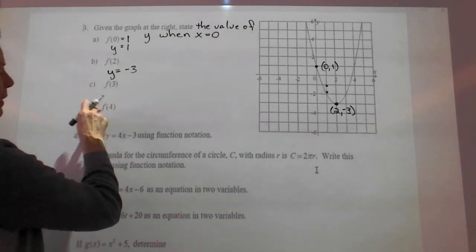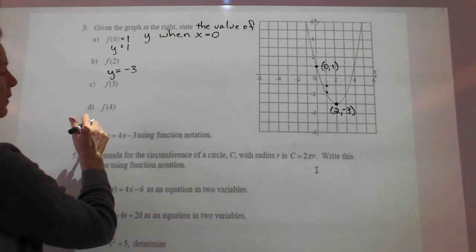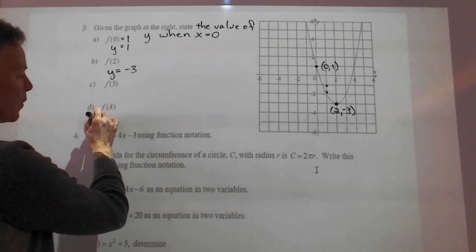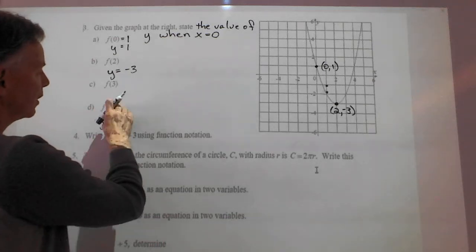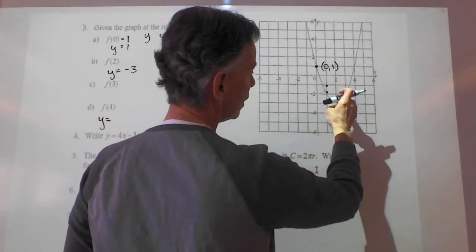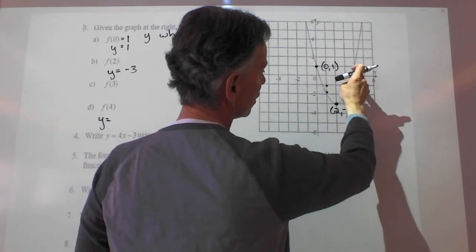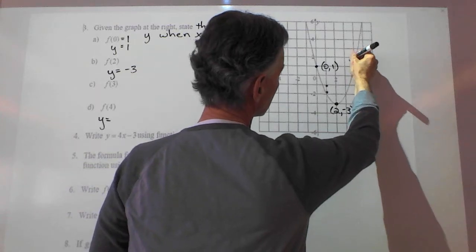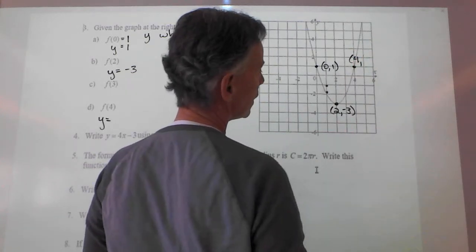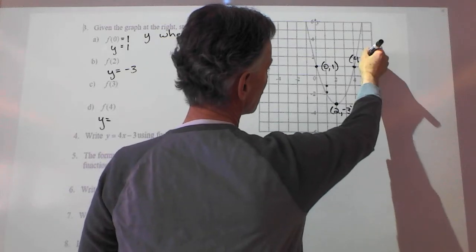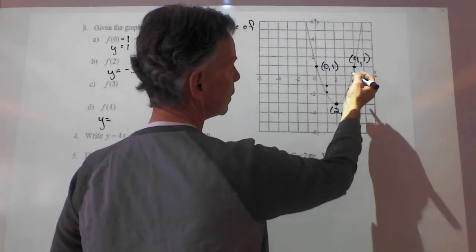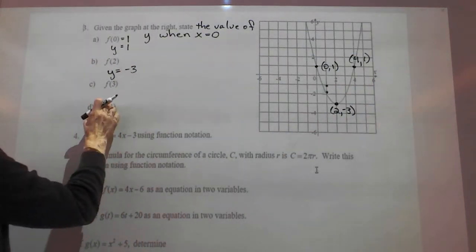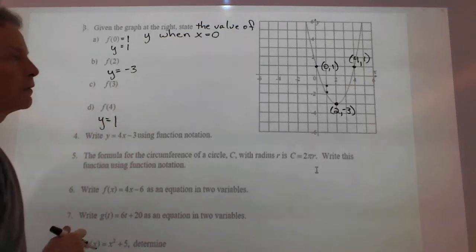How about D? This one says the value of y when x equals 4 is, well, first of all, we got to figure out where x equals 4 falls. Well, again, 4 to the right, positive 4, takes us to this point. The value of y when x equals 4 would also be 1. Okay? So, 4 across and 1 up. So, the value of y when x equals 4 would be 1, right?